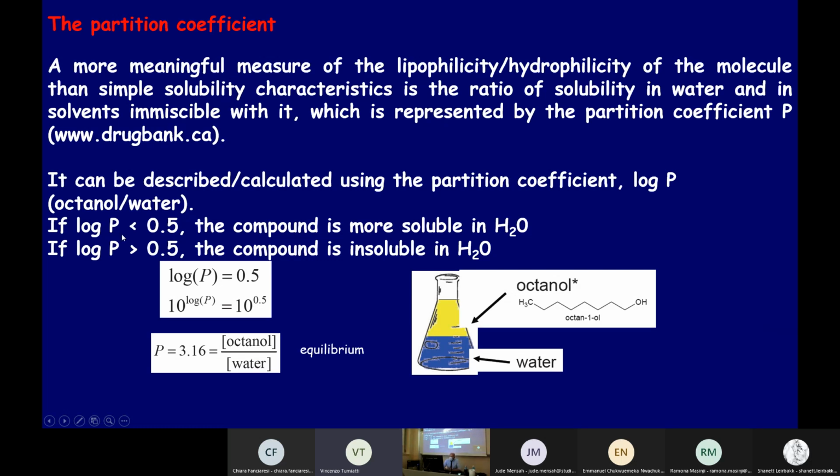If log P is minor than 0.5, the compound is more soluble in water. If log P is major than 0.5, the compound is insoluble in water.